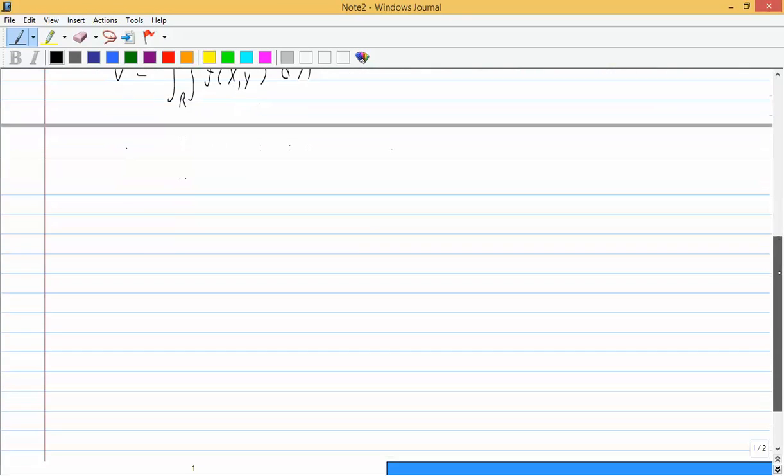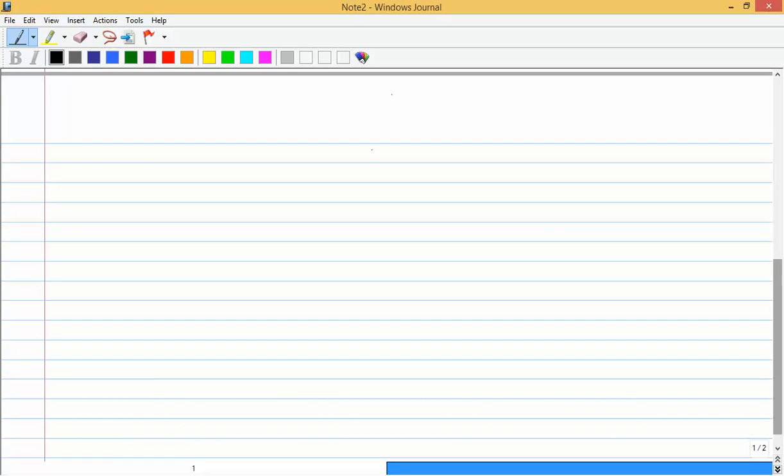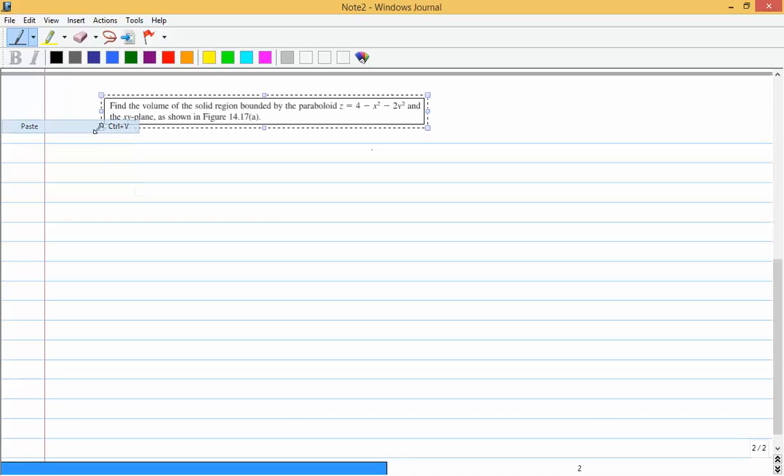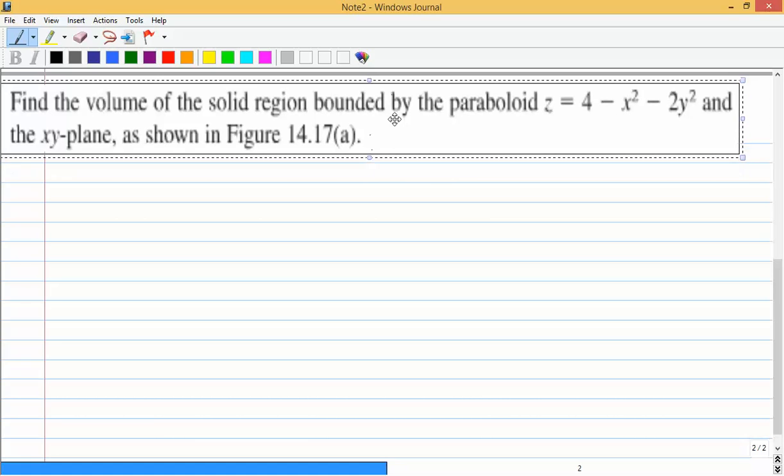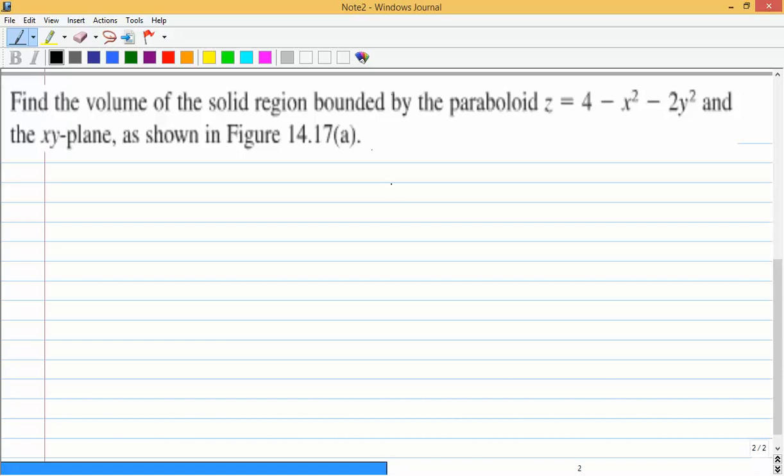Alright, so let's find this volume. Find the volume of the solid region bounded by the paraboloid z equals 4 minus x squared minus 2y squared at the xy plane. And let me show you the figure that's given.